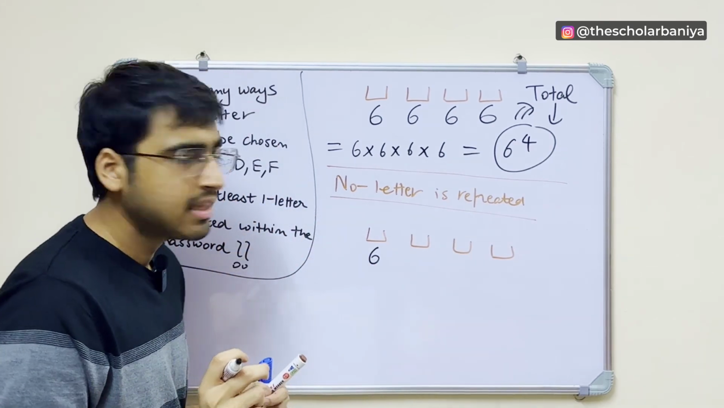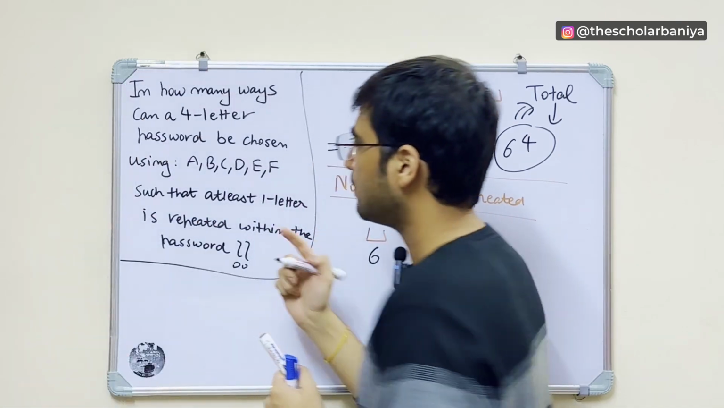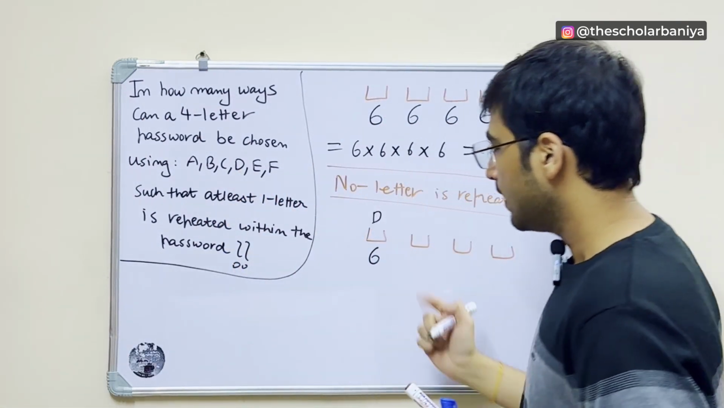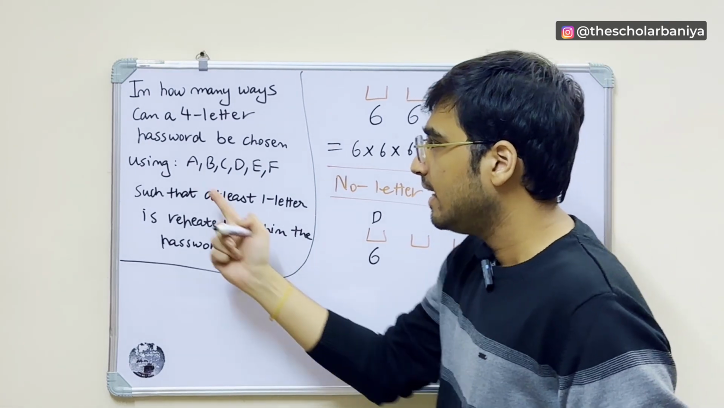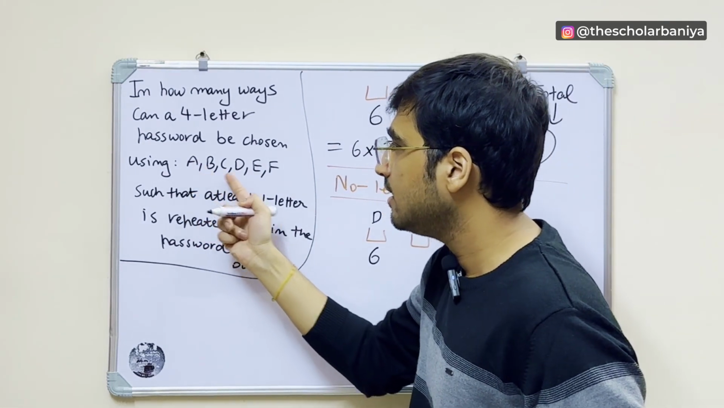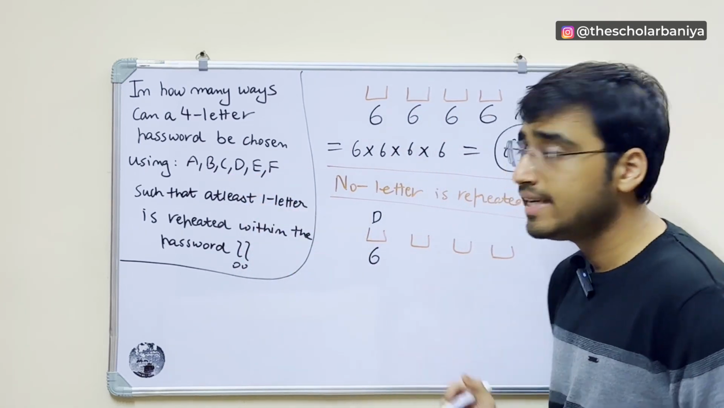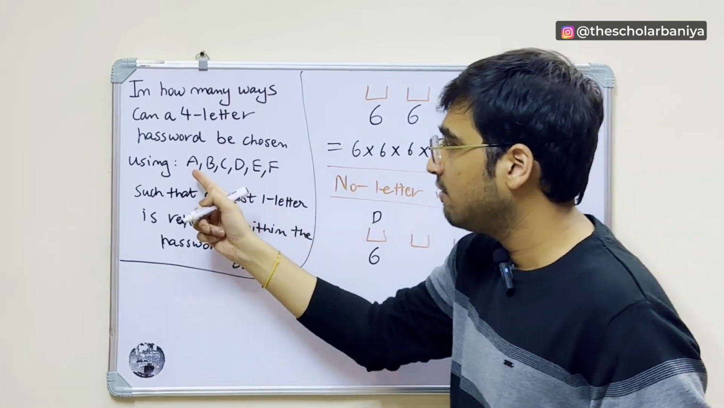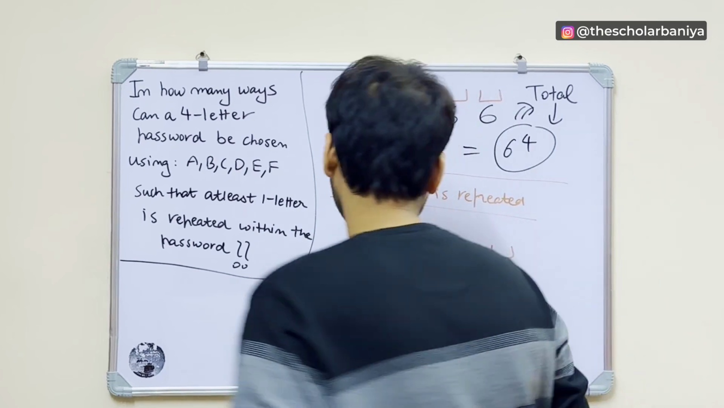But now tell me one thing: if I have taken a letter over here, let's suppose I take the letter D. So in the second place, what are the possible options for me? It can be A, B, C, E, F. So I cannot take D because I have already taken a D over here, right? So for the second place, there will be 1, 2, 3, 4, 5. There will be 5 possible options for me, right?